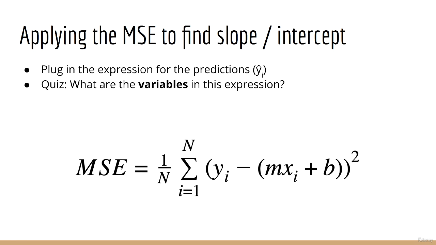Next question. How do we use this loss function and our model to actually find the values of m and b? Let's see what happens if we plug in our expression for y hat into the loss. This is clearly the equation we would get. Now I have a quiz question for you. What are the variables in this equation? I'll give you a second to think about it, so please take a moment to come up with the answer before moving on to the next slide.